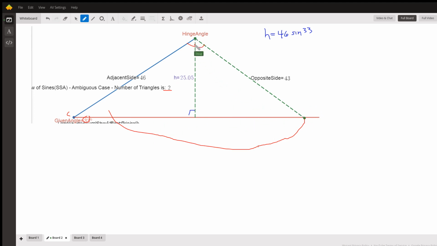And as long as it's longer than the altitude, which we can find right here by right triangle trigonometry, the sine of 33 equals h over 46. So h is 46 times the sine of 33, which is this number right here. And as long as the opposite side, 43, is greater than h, but less than 46, you'll have 2 triangles.